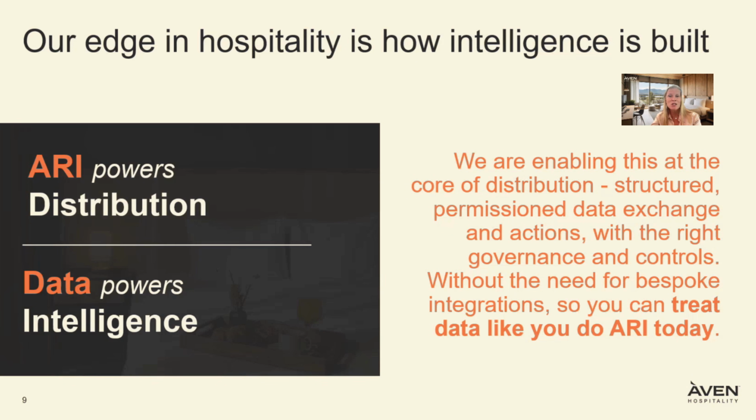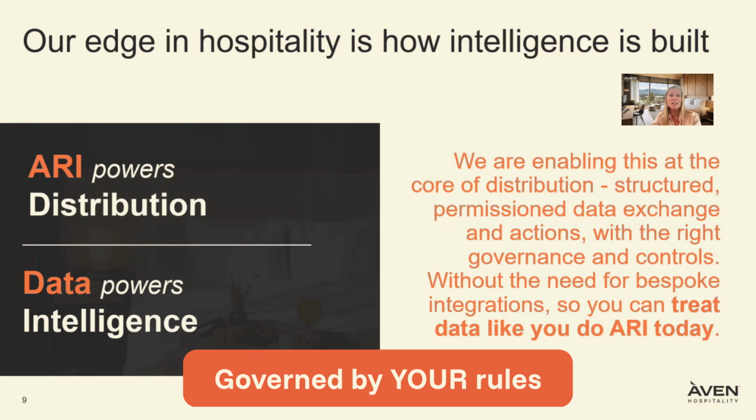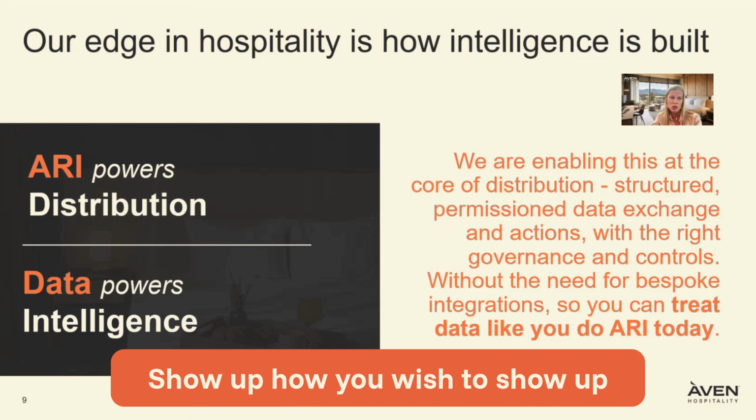If AI is going to shop and transact on behalf of guests, you don't want it relying on secondary data. You want it connected directly to the system at the center of the truth for distribution. So every transaction is governed by your rules. You show up how you wish to show up.